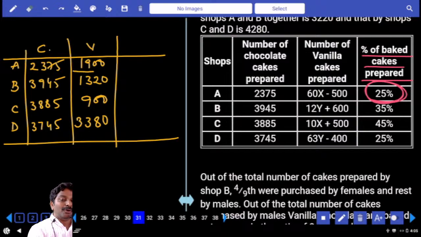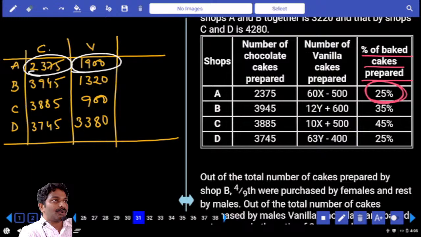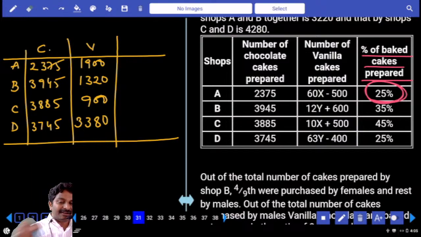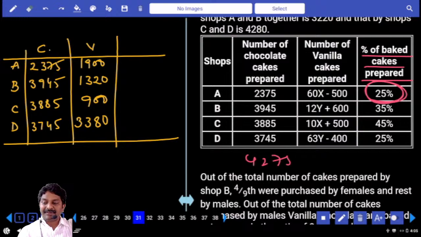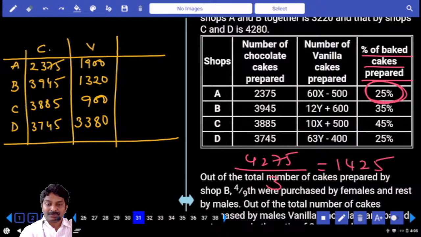To make this a round figure, how much is required? 100. Take 100 from this number. How much is left? 2275 plus 2000, 4275. 4275 is what percentage? 75. Now how much percentage do you want? 25, which is divided by 3 only. How much is that? 1425. These are baked cakes, 1425.